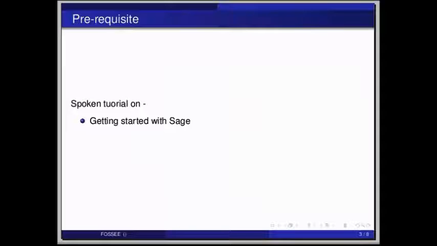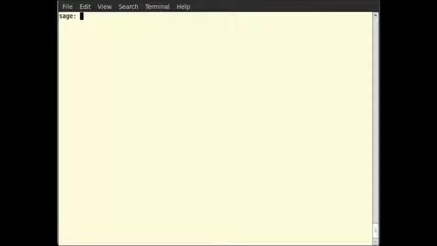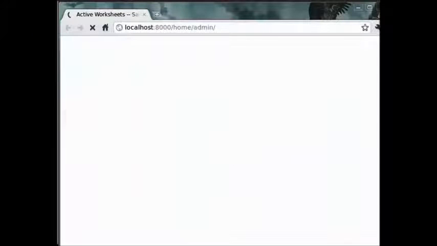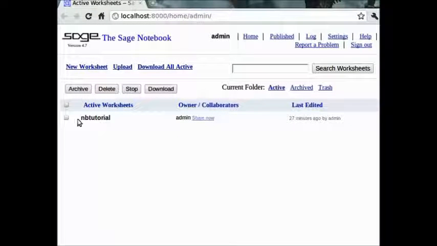Let us begin with calculus. We shall be looking at limits, differentiation, integration and Taylor polynomial. We have our Sage notebook running. In case you don't have it running, start using command. So you can type Sage, then you can open the notebook.